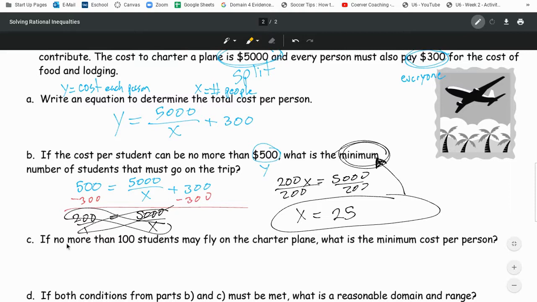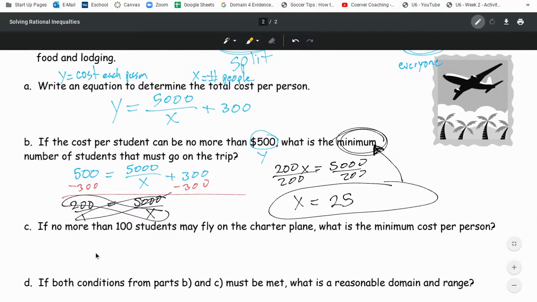So now I have another restriction. Part C says if no more than 100 students fly, so now this is my x because it represents students, on the charter plane, what is the minimum cost per person? Okay, so it can hold up to 100 seats, right? So now I use that same equation up here, and now I have y is equal to 5,000 divided by 100 plus 300. So now I'm dividing 5,000 by 100, which gives me 50 plus 300.